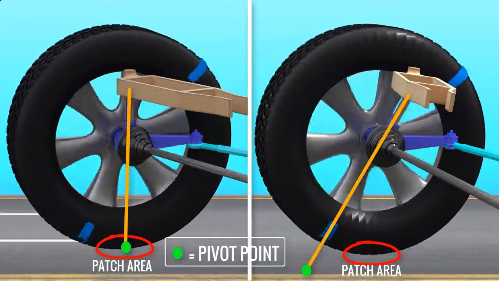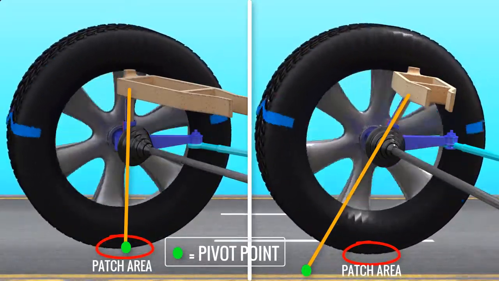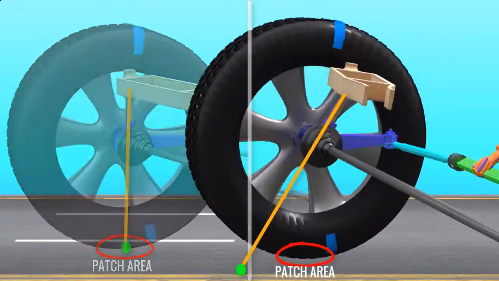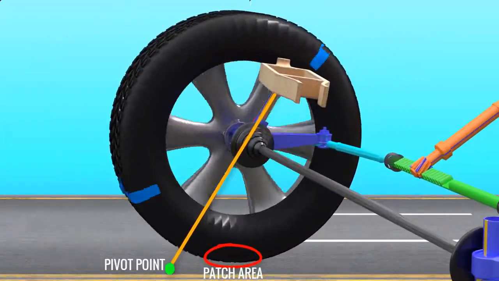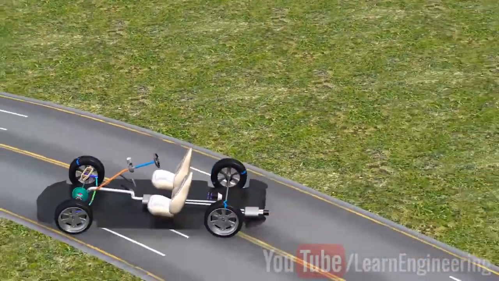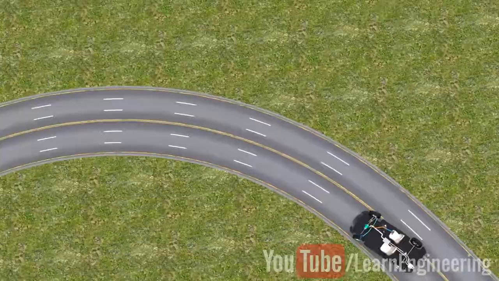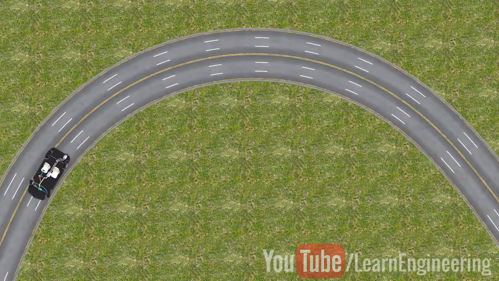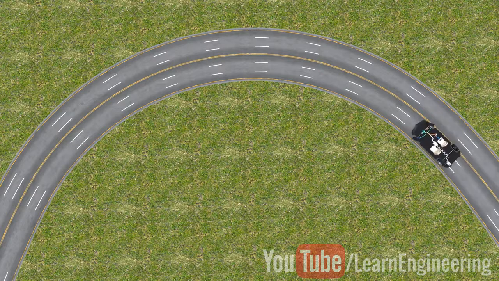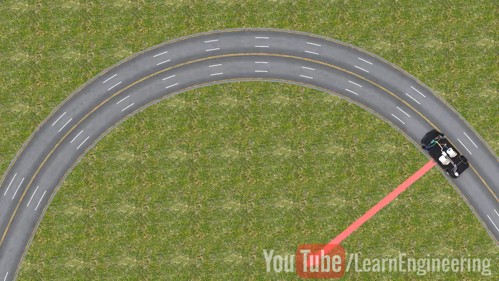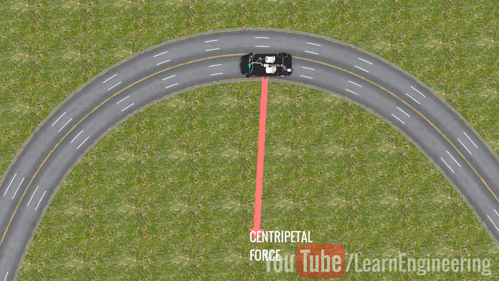In the first mechanism, the patch area is in line with the pivot point. However, in the second case, the patch area is way behind the pivot point. To understand the effect of this trailing patch area, let's study more about the forces acting on the wheels during cornering. Assume that your car is making a perfect circular turn in a level plane. To make this turn, what the car needs is a centripetal force.